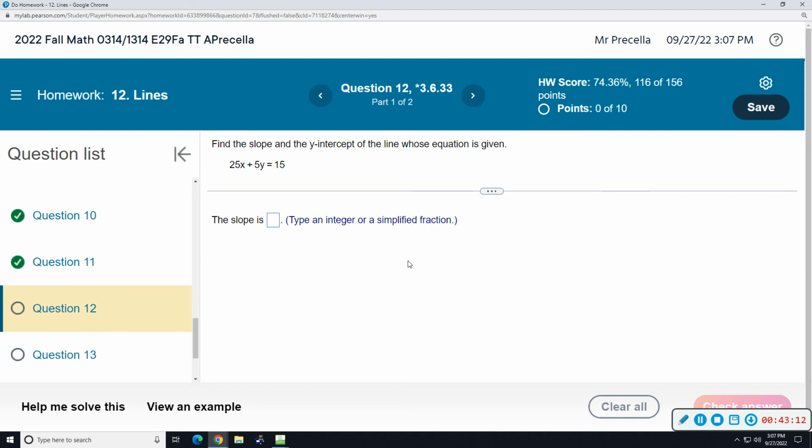This looks like it will be 5. Let's see. Minus 25x on both sides, so it's 5y. Okay, let me write it down. 25x plus. Same instructions. Find the slope and the y-intercept. Do you want to do this one, Tony? Okay, you haven't messed up, so go ahead.